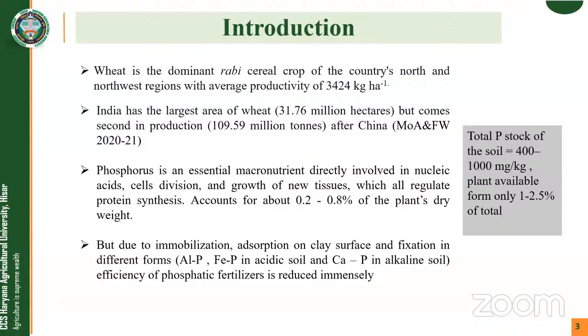First, let's talk about the introduction. As we are all aware, wheat is the dominant staple crop of the world, and in India it is grown in the north and northwest regions. It is the dominant Rabi cereal crop with an average productivity of 3,424 kg per hectare. In India the largest area of wheat is present, but when we talk about production, it comes after China. And phosphorus is a very essential macronutrient, which directly affects the yield of wheat in many aspects.